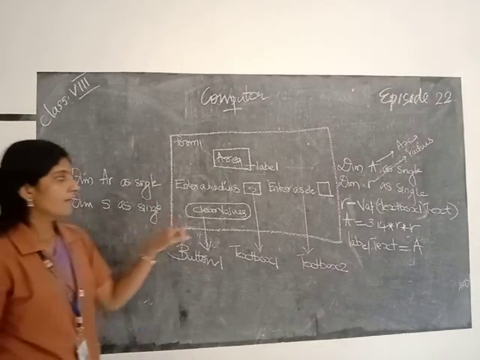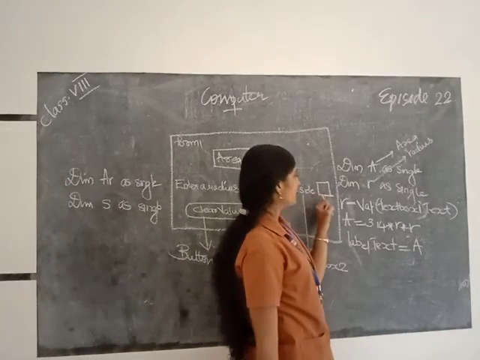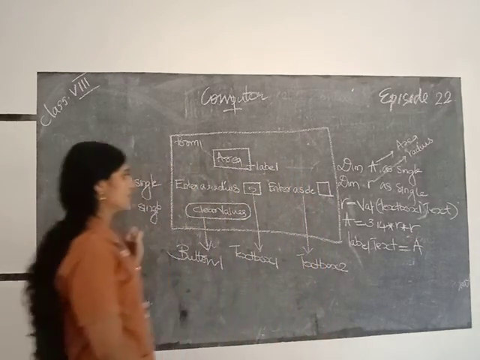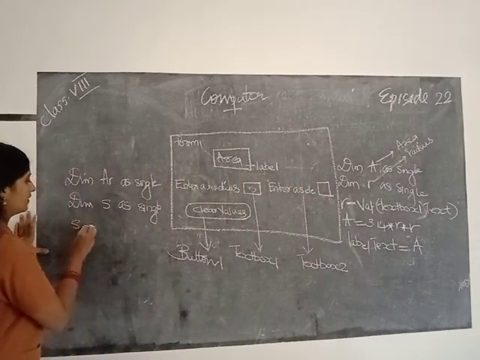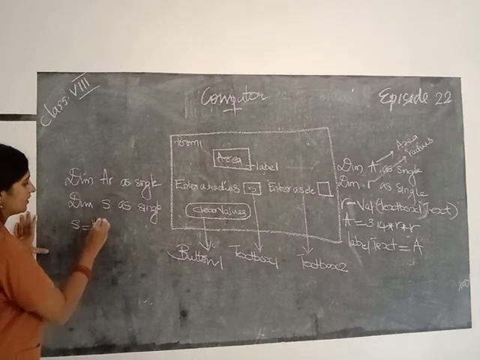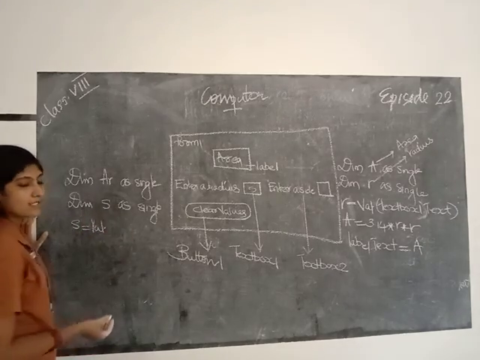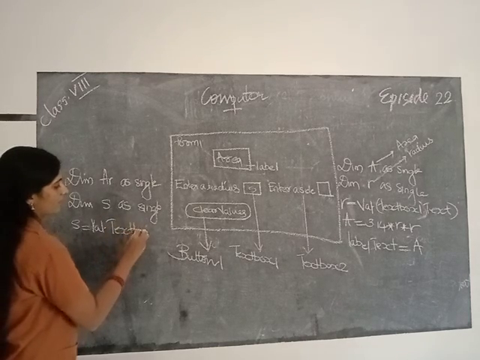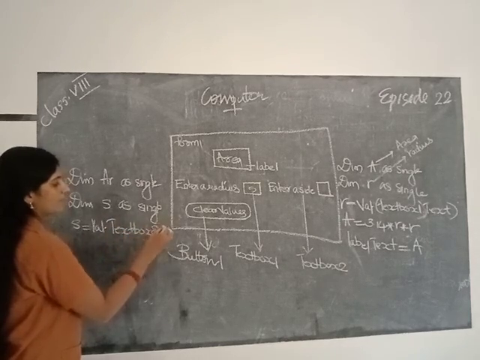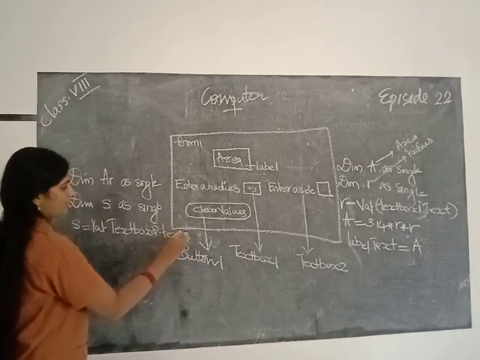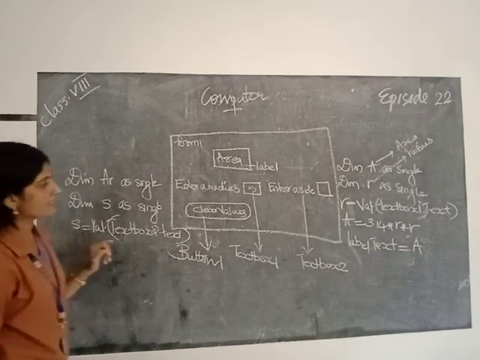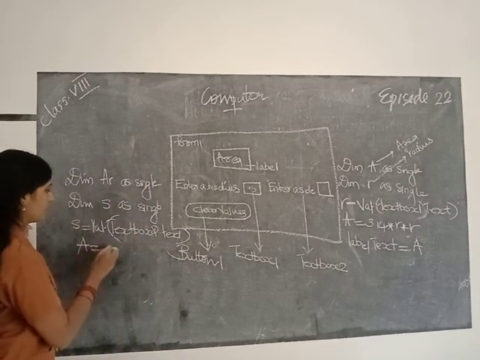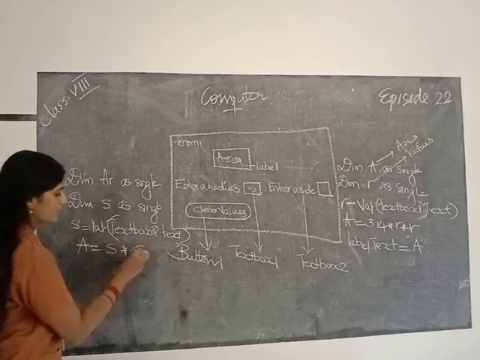Then copy the value from this text box. So S equal to Val(TextBox2.Text). Then next find out the area. So the area is equal to S into S.